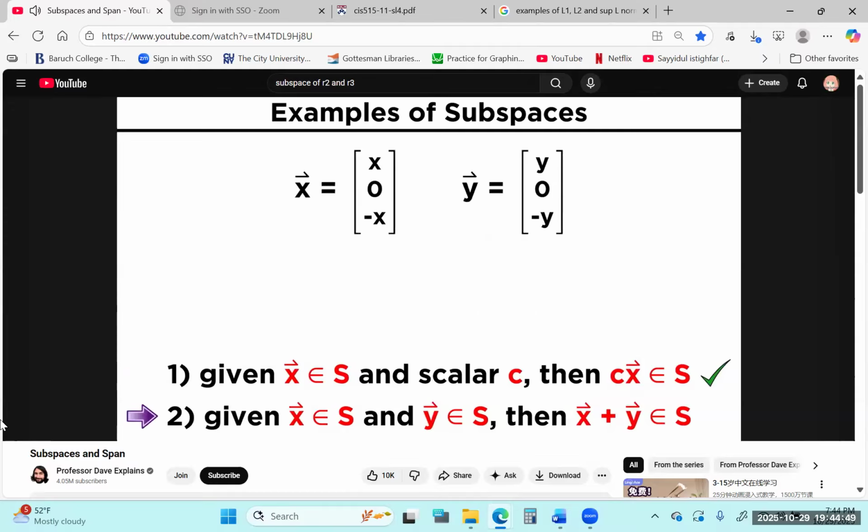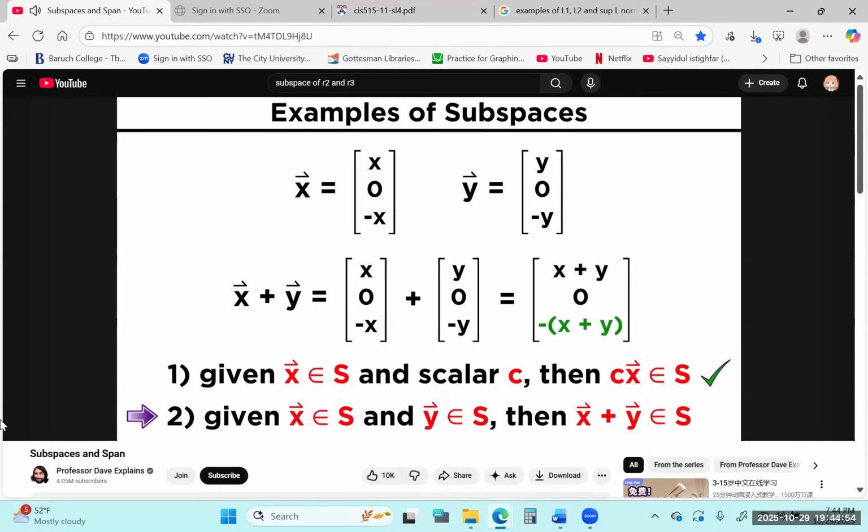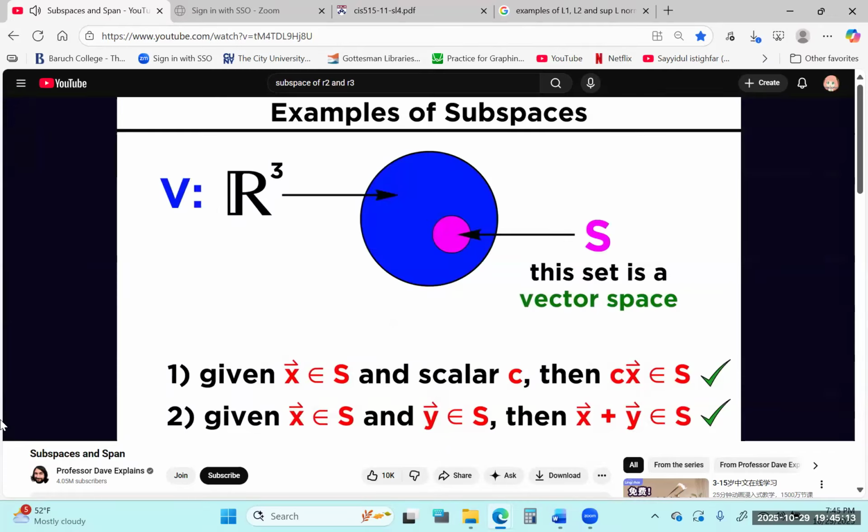Next, let's take two vectors, x and y, both from the set S, and add them together. Provided that we factor the negative sign out of this sum, we will see that the third entry is simply the negative version of the first, and once again, we find a result in the same form as we started. This means that the sum is also contained in our set S. We have verified that S is closed, making it a vector space, and because it was contained within the larger vector space V, this makes S a subspace of V.